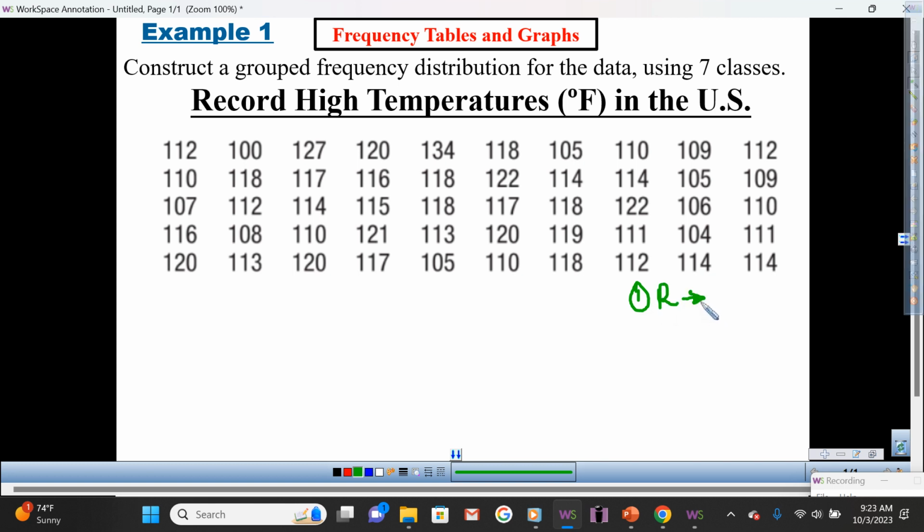Tell your neighbor what R stands for. What does R stand for? All right. Fernando. Range, that is correct. So write that down, range. And tell your neighbor how to find the range. You should know how to do that by now because we've been doing this since the beginning of the school year. All right? So tell your neighbor the range, please. What is the range?